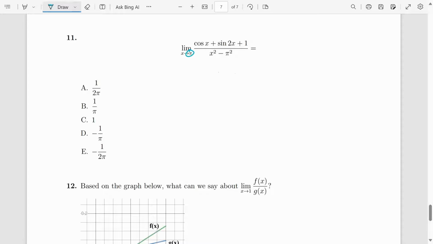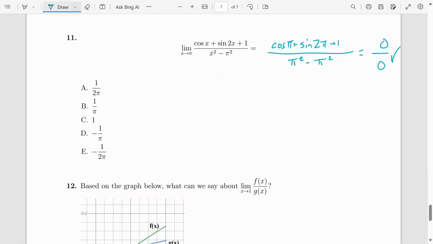So plugging in pi, we'll get cosine of pi plus sine of 2 pi plus 1 all over pi squared minus pi squared. On the top, cosine of pi is -1. Sine of 2 pi is 0, and then plus 1. So that's -1 plus 1, that's 0. And on the bottom, pi squared minus pi squared is also 0. Great, we're in a perfect position to do L'Hopital's rule.